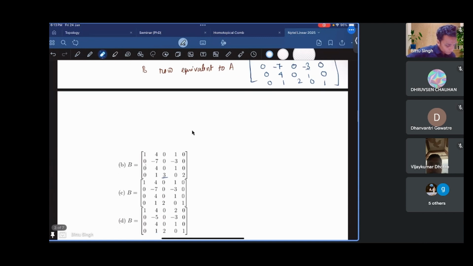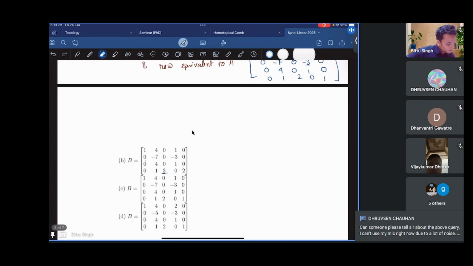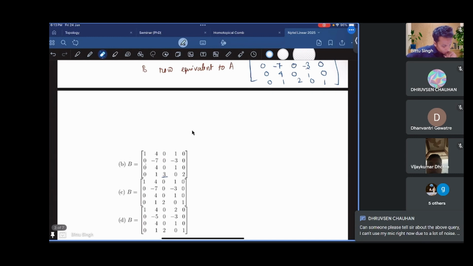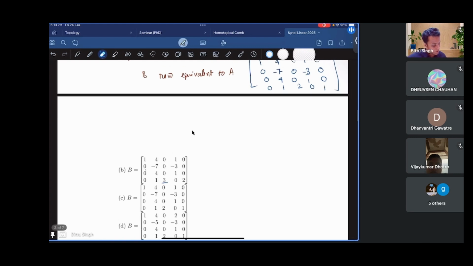Now, 0 minus -7, 0 minus 3, maybe this: 4010, 1201. Okay, so we can see that option C is matching. Therefore, B is row equivalent to A. This is true for option C. Okay.